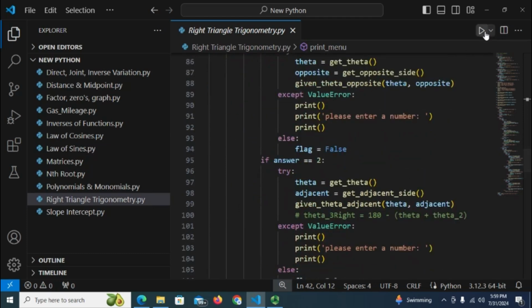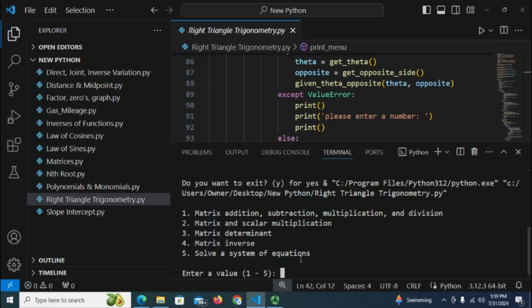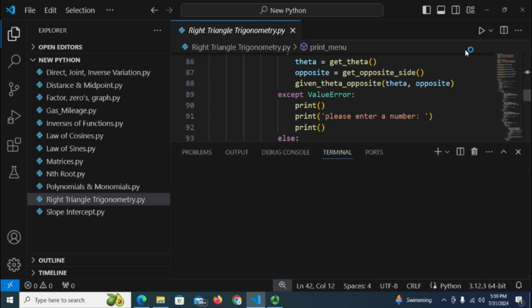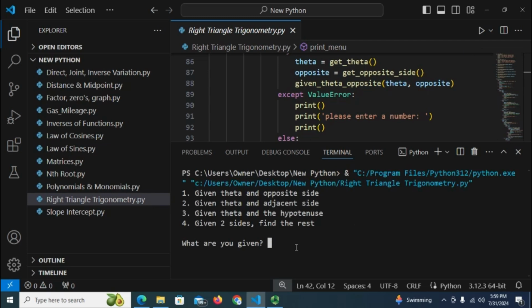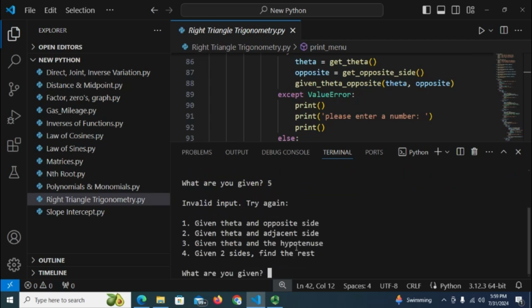So let's run the program and check exception handling here. Let's delete that. So run the program. We're going to choose option 5. That's not one of them. It says invalid, try again. Enter a string, it doesn't do it. Let's enter number 1 or 2.